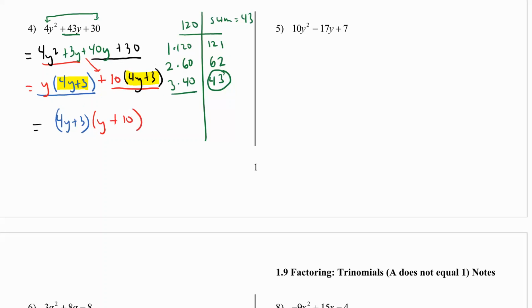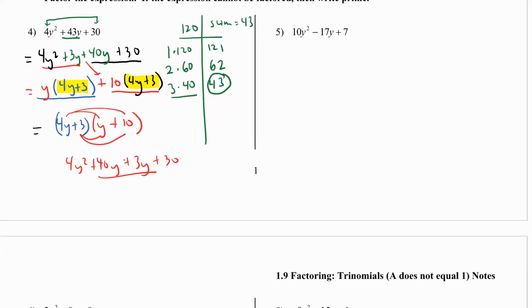Again, we can multiply those to double check that this is correct by just distributing the 4y. So that's 4y squared plus 10y, 3y, and then 3 times 10 is 30. Combine those and we do get the correct answer. And I apologize, that should have been a 40y there. I missed the 4. So 4y times y, and then 4y times 10. And then again 3y, and then 3 times 10 is 30.